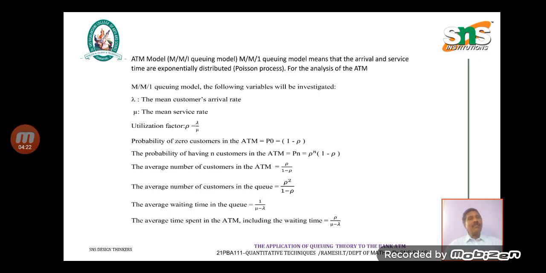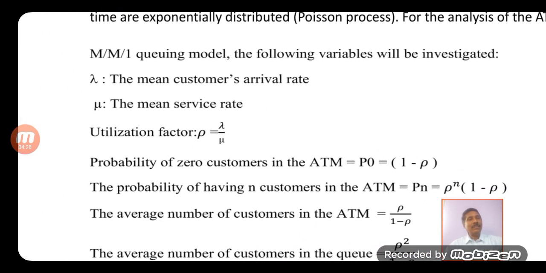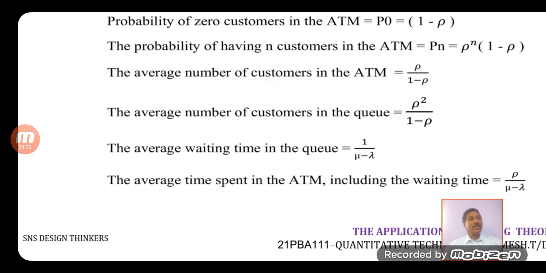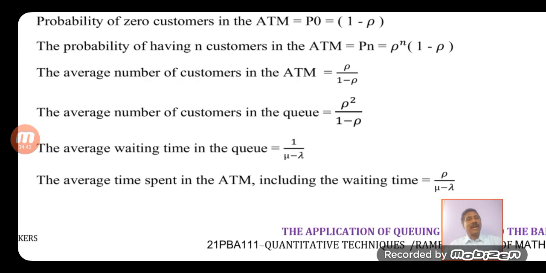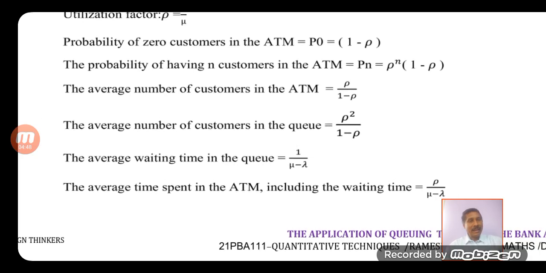Now, the average number of customers in the system, which here is the ATM, is rho divided by 1 minus rho. The average number of customers in the queue is rho square divided by 1 minus rho. The average waiting time in the queue is 1 divided by mu minus lambda. And the average time spent in the ATM, including waiting time, is rho divided by mu minus lambda.